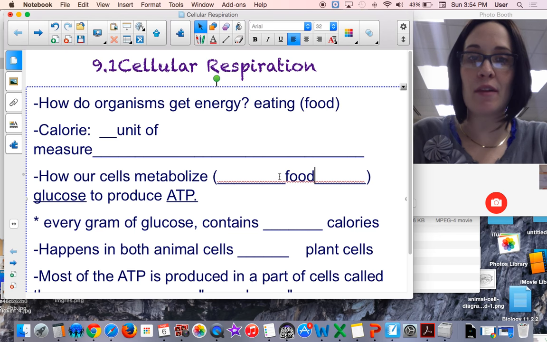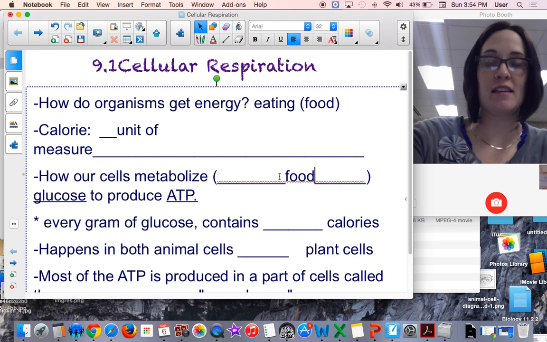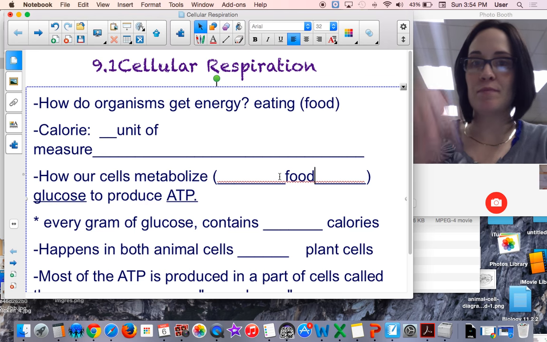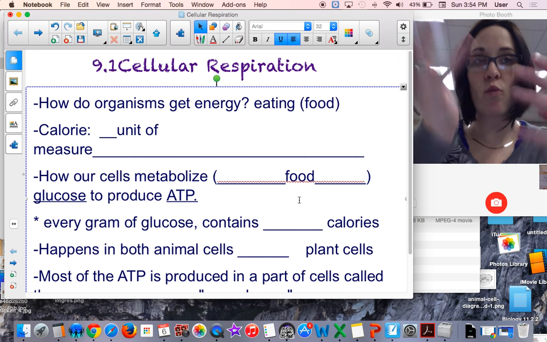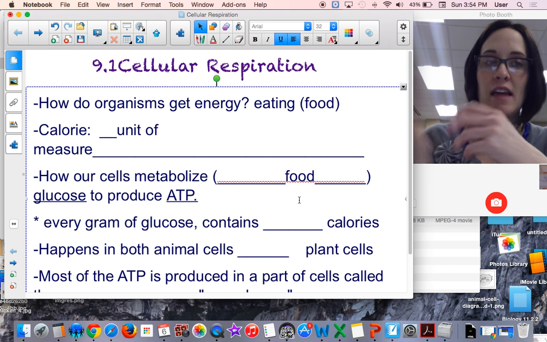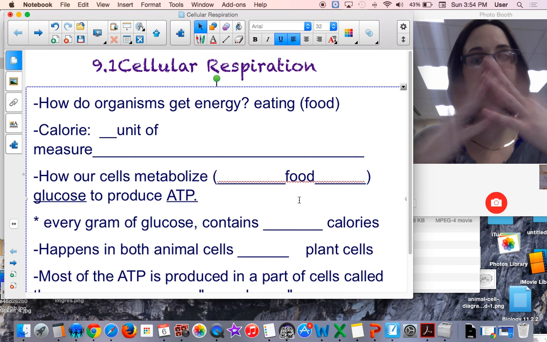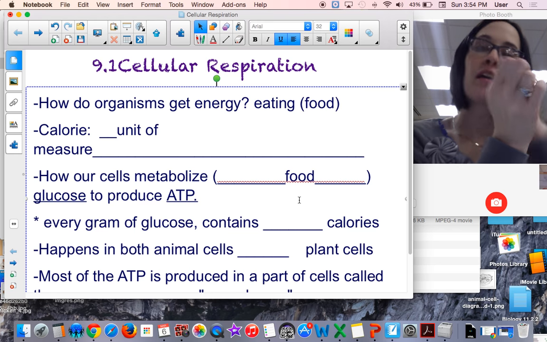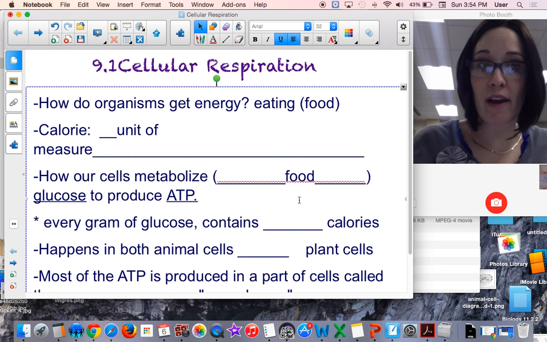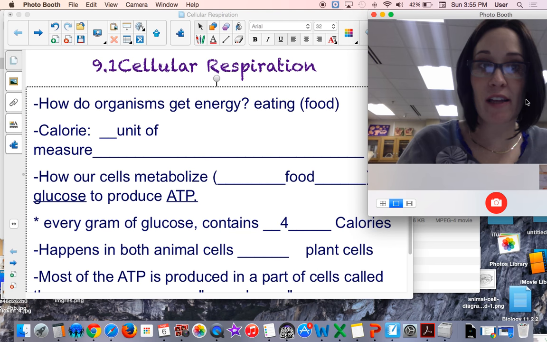How our cells metabolize food, or this glucose that we're taking in, right? The Skittles, simple sugars, to produce ATP is what cellular respiration means. It's the way that our cells take that glucose that we consume and convert it into a usable form of energy known as ATP, adenosine triphosphate. So, for example, carbohydrates like glucose, for every gram of glucose, it has four Calories. Lipids actually have 9 calories per gram.